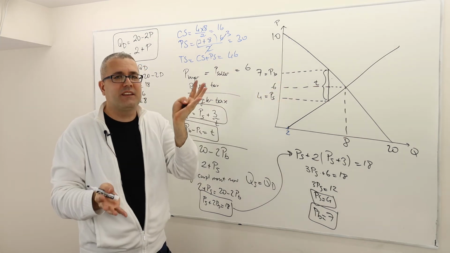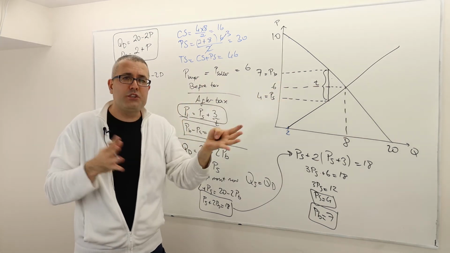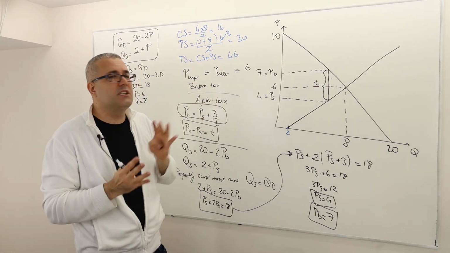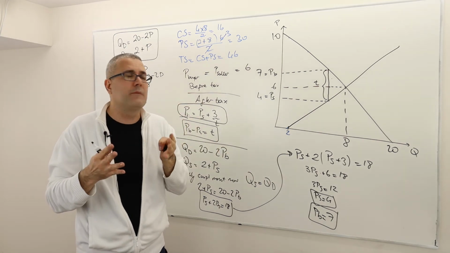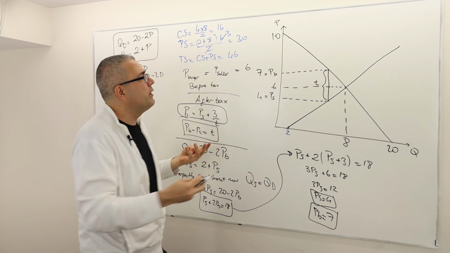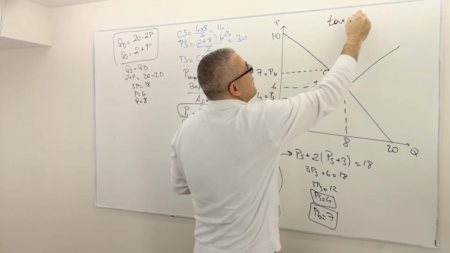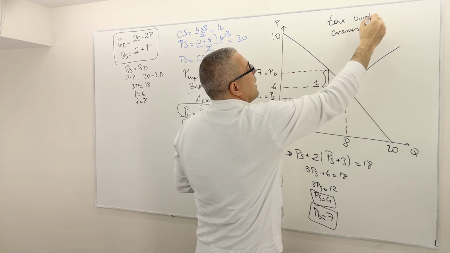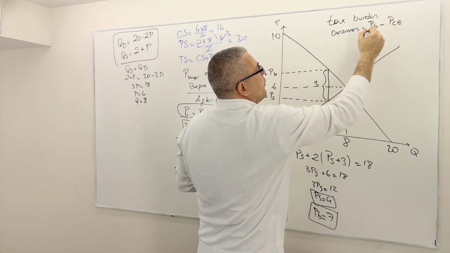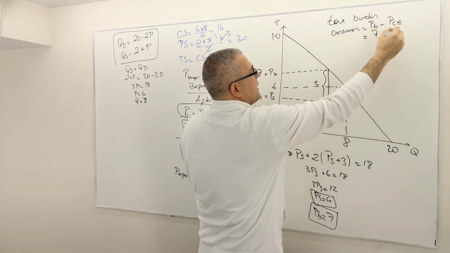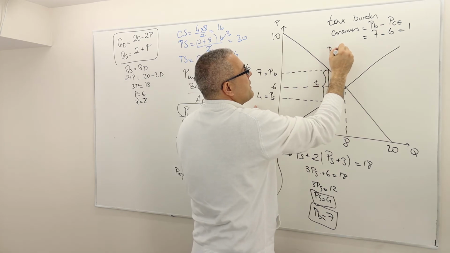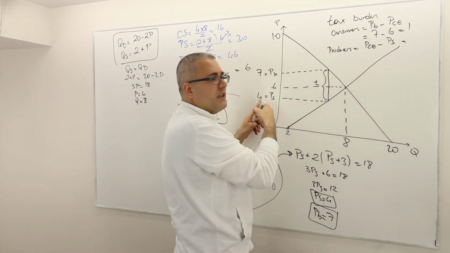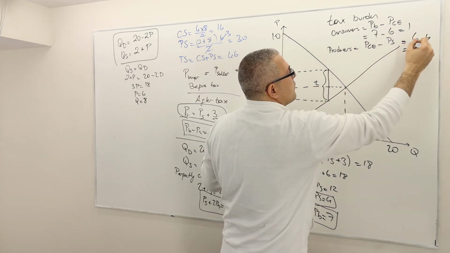This $3 tax burden, we call it, is distributed between the buyers and the sellers. One unit of this tax is paid by the consumers, and 2 units of this are paid by the producers. So we call it tax burden for those who don't remember. So the tax burden for consumers is therefore PB minus P competitive equilibrium, which in this example is 7 minus 6, which is 1. For producers, however, it is P competitive equilibrium minus PS, which in this case is 6 minus 4, which is equal to 2.